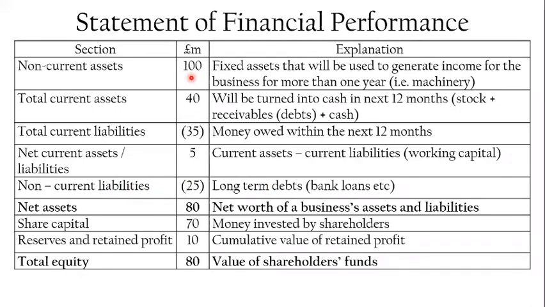So what do we do with these? 100 plus 40 equals 140, minus 35 equals 105. We don't need to add this in because we've already accounted for that here. And then we take off, we've got 105. The business owes banks 25 million in long-term debts. That gives us 80 million in net assets. That's how much the business is worth.